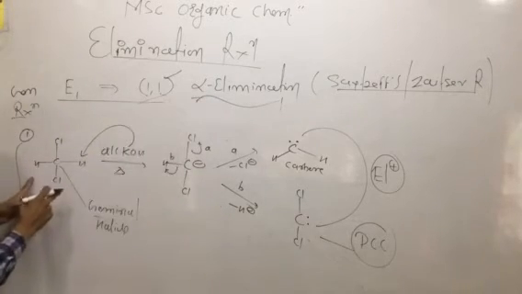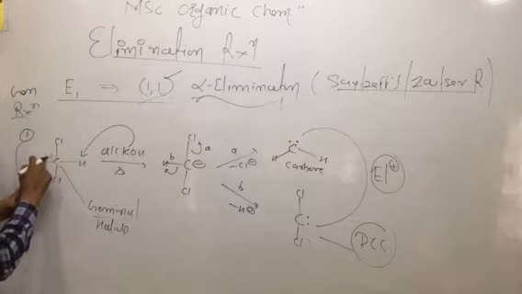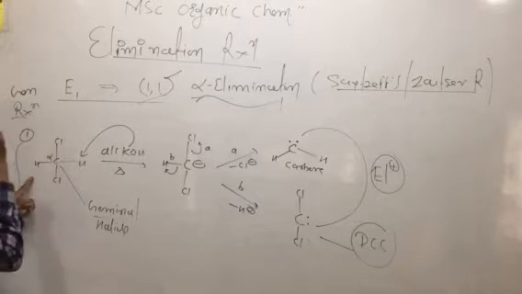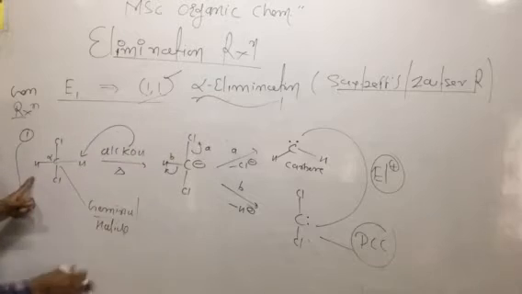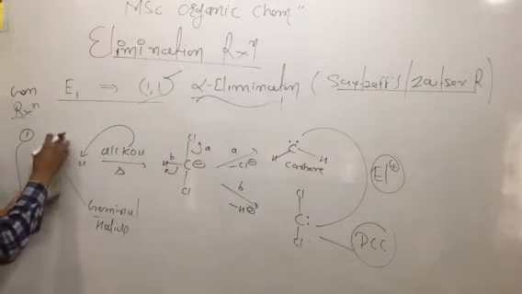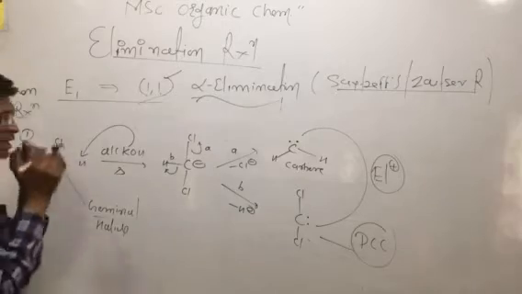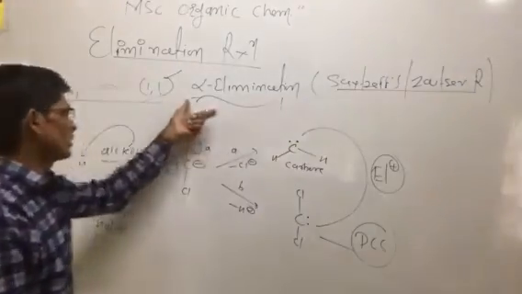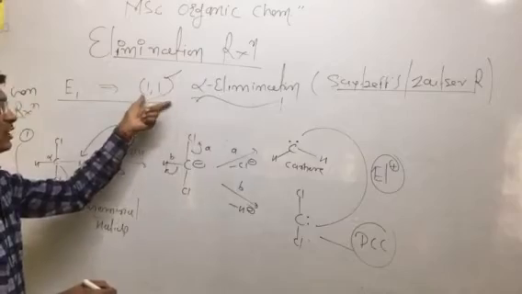Why do we call this alpha elimination? Because this type of carbon is the alpha carbon, because of the two hydrogen atoms present on the same carbon atom. That's why we call it 1-1 elimination. Same carbon, this carbon is alpha carbon, from where we remove and eliminate hydrogen atoms, that is why we call it alpha elimination, 1-1 elimination.